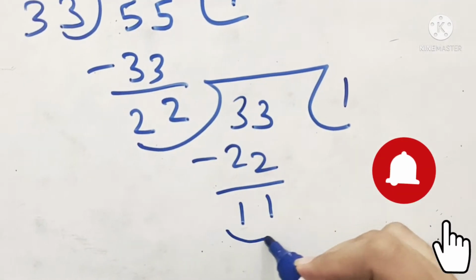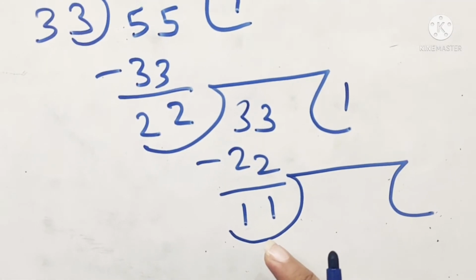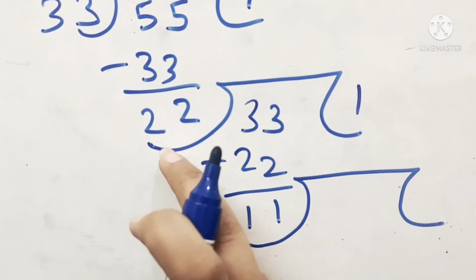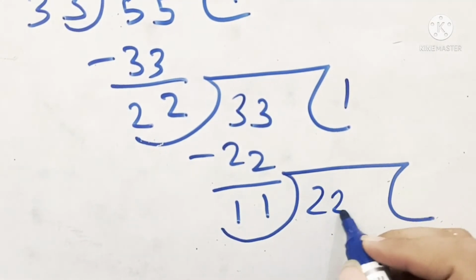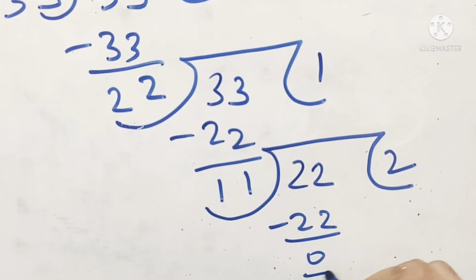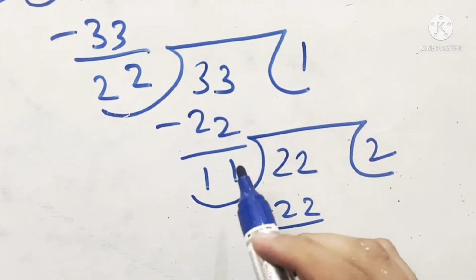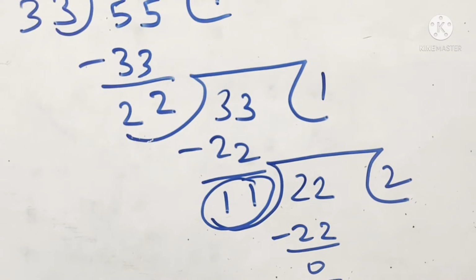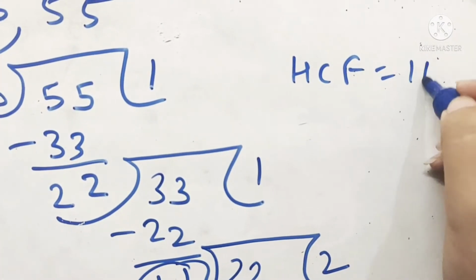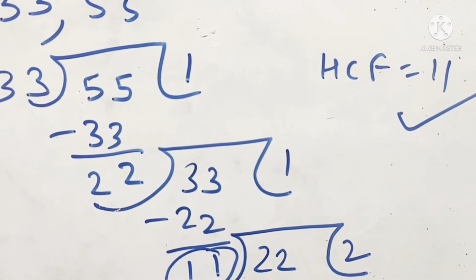So now 11 will come over here only. That means it will be written over here, we don't have to rub it. 22, which was the divisor, will come inside the bracket, because we always take the previous divisor. Now we know that 11 into 2 is 22. Now we are subtracting it and we have got 0. The number which gave us 0 was 11, because in this case the divisor was 11. That means the HCF will be 11, which is the answer. I hope it is totally clear.